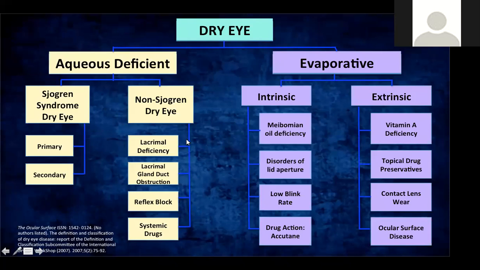This is a nice to know chart for you guys. Just know, maybe what you can take away from this chart, is that dry eye has two major types: the one lacking in tears, or the aqueous deficient, and the evaporative, where the quality of tears is not very good. Under that are your more specific etiologies, but this is more for advanced learners in ophthalmology already.